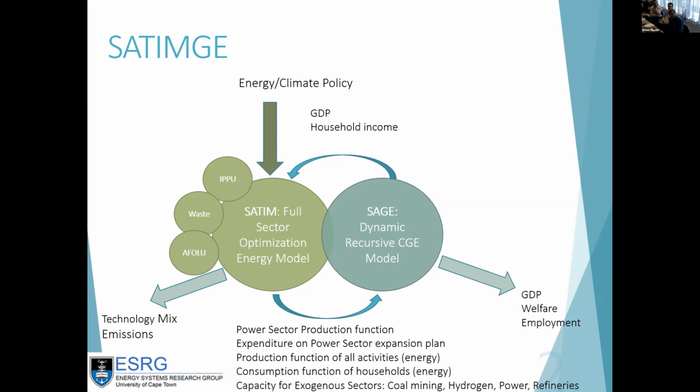So Saturn GE is made up of two components. On the left hand side, it's a TIMES model, which is a full sector model. So it's not just the power sector, but also has the other demand sectors and supply sectors included. And then on the right hand side, a general equilibrium model that we run interactively. It's calibrated on the full energy balance, the national GHG inventory, and the equilibrium model is calibrated on the social accounting matrix.